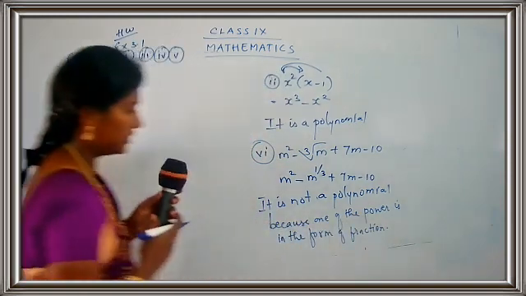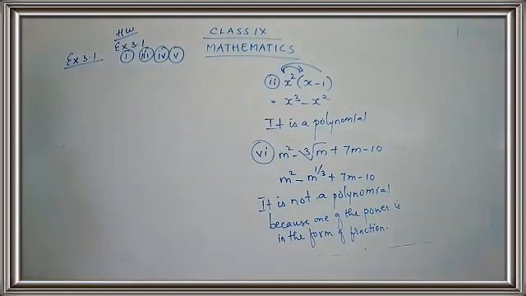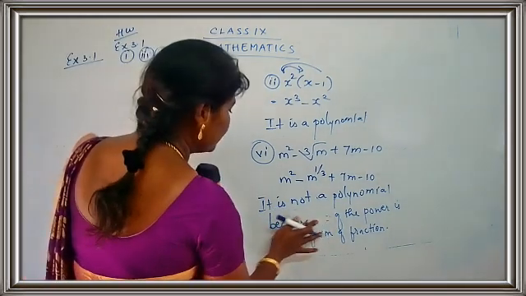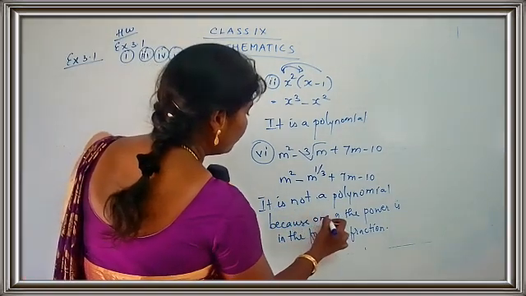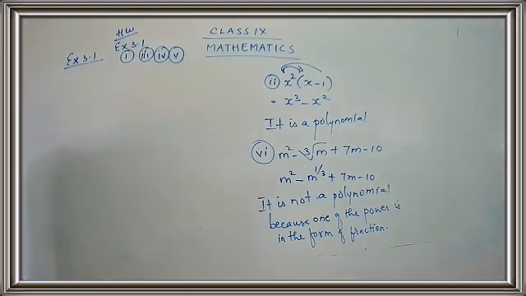Right, on the explanation, children? m square minus m raised to 1 by 3. So how do you get 1 by 3 there? We are writing the cube root in terms of a fraction. So cube root will be written as m raised to 1 by 3. So write down the answer. It is not a polynomial because, can you see there, one of the powers is in the form of a fraction. So if you have a fraction, you say that it is not a polynomial. Write down the answer.